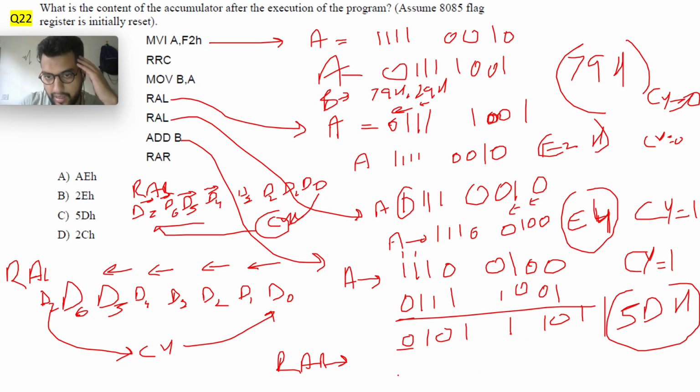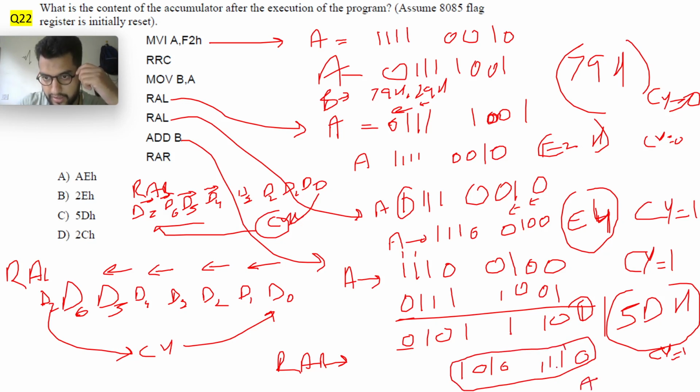So first the carry will come here, and everything goes right. So it is 0 1 0 1 1 1 0 1 shifted, and the carry was 1, so it's 1 0 1 0 1 1 1 0, and the carry will again now be 1 because of this. This is my final content of the accumulator: 1 0 1 0, that is A, and this is 8 plus 4, 4 plus 2 is 14, so it's AE hex. So option A is correct.